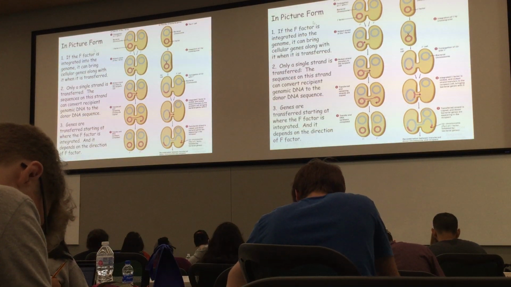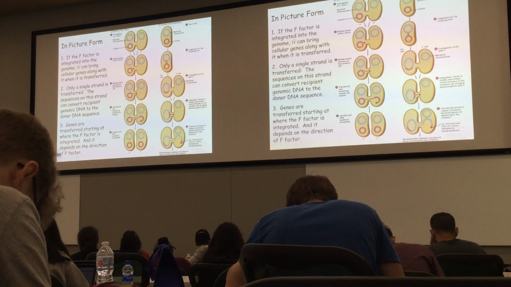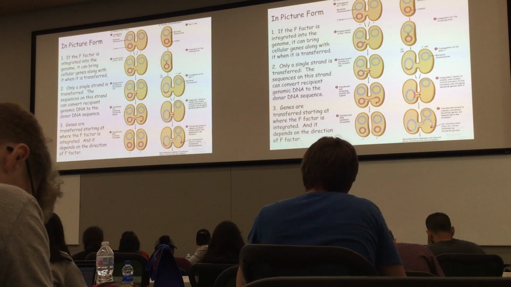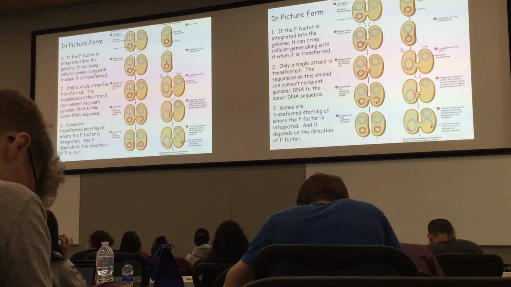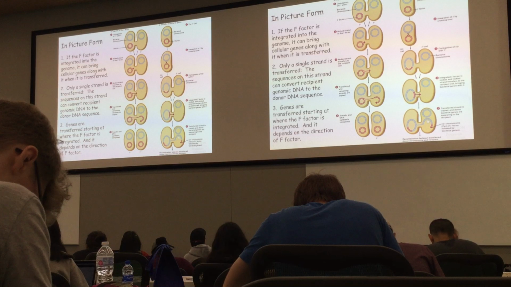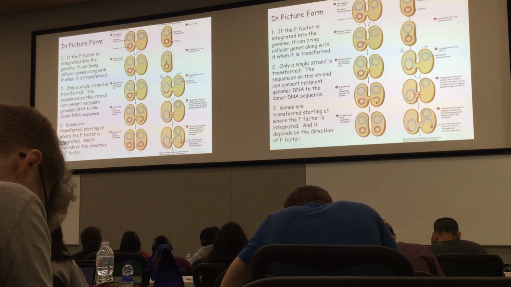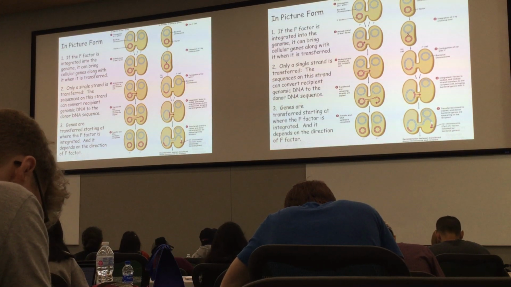Okay, so let me see if I've said everything. If the F factor is integrated into the genome, it can bring cellular genes along with it when it's transferred. That's what's happening here. Only a single strand is transferred. Then what happens is some sort of recombination event between the transferred strand and the recipient genome, or maybe we convert it to double-strand DNA, then we have some recombination event.